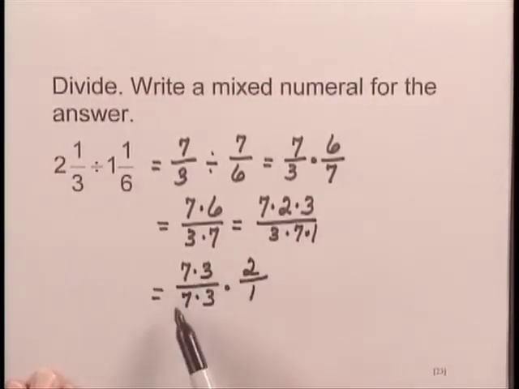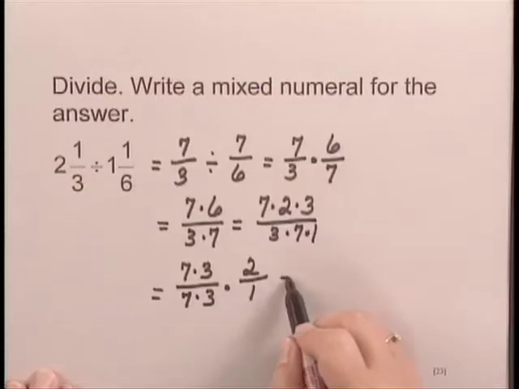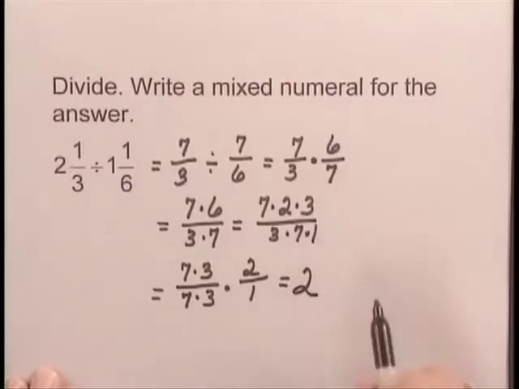7 times 3 over 7 times 3 is 1. 2 over 1 is 2. 1 times 2 is 2. 2 has no fractional parts, so it is in the correct form, and it is the quotient of 2 1/3 and 1 1/6.